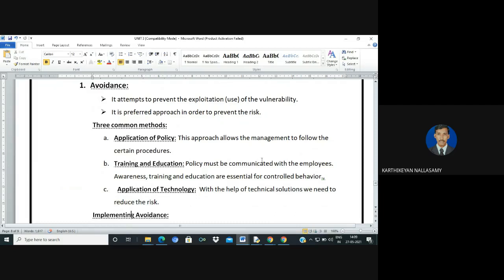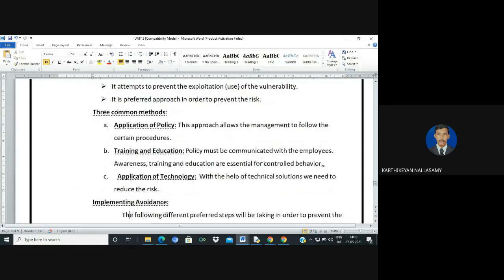So we apply different kinds of policy for control, or provide proper training and awareness education to the employees for controlling their behavior and controlling this kind of secure information. Also, with the help of technologies like cryptographic techniques or IDS, intrusion detection, different kinds of security methodologies need to be applied for control.